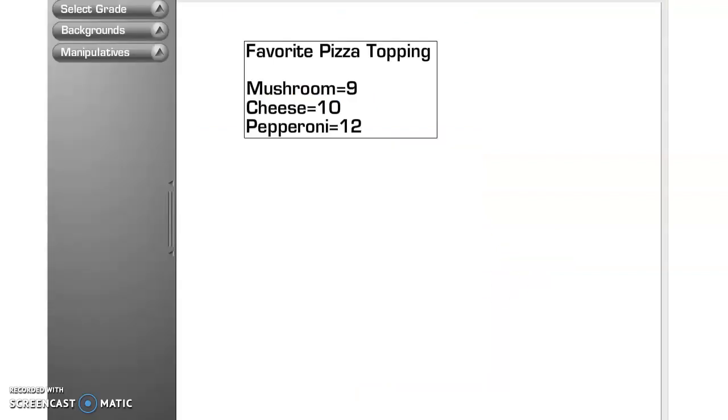You are now going to make a bar graph, just like I did, a vertical bar graph with favorite pizza topping. Your numbers are mushroom is 9, cheese 10, pepperoni 12. On a Post-it, please make your bar graph and turn it in.